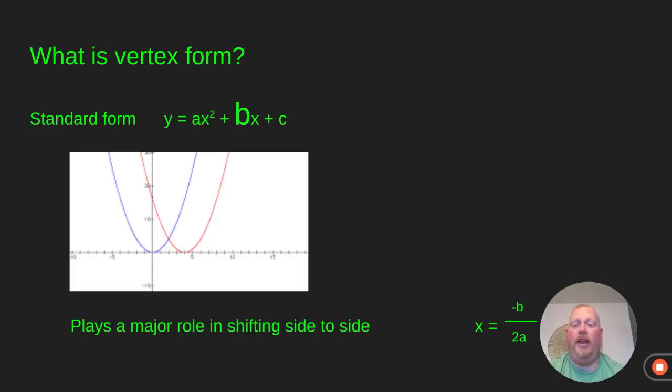The b value has a major role in shifting the parabola left to right. And remember, we use that formula x equals negative b over 2a. Now, it's not a direct relationship where if it's like 3x, it moves 3 spaces to the right, negative 2x, it moves negative 2 spaces. It doesn't work quite like that. But the b value does help shift it left and right. If there's no b value, it won't shift left or right.